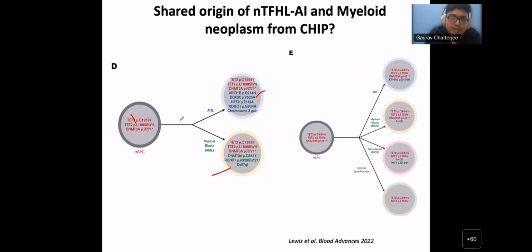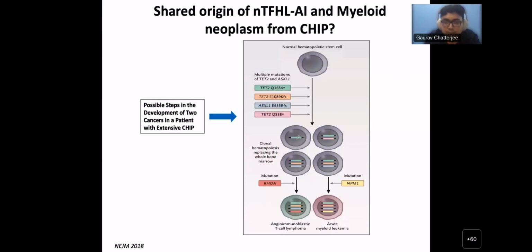The hypothesis here is that a CHIP clone can progress to either AITL or AML depending on the external stressor, the external environment, and where it is happening, either in the lymph node or in the bone marrow. This is again a similar picture: in the normal hematopoietic stem cell, they might have all these four mutations. This is a case basically.